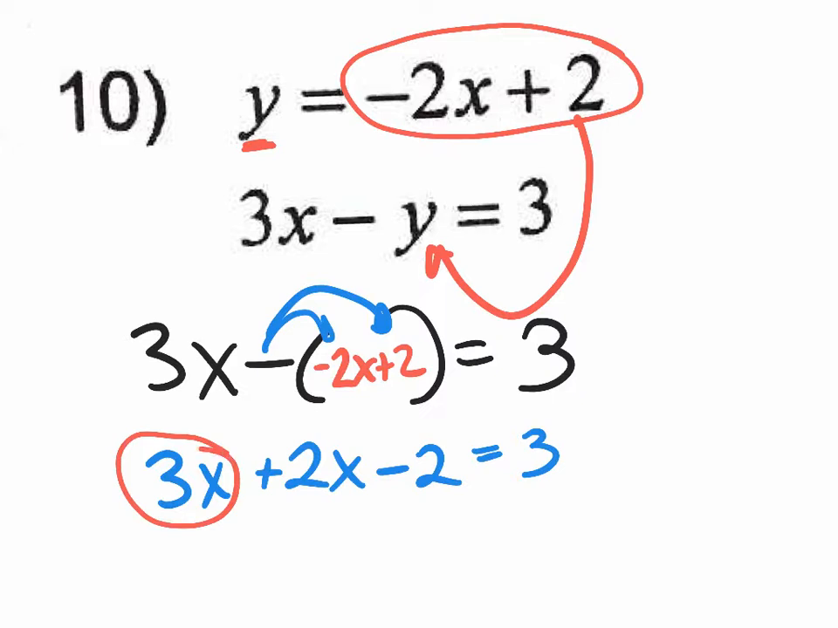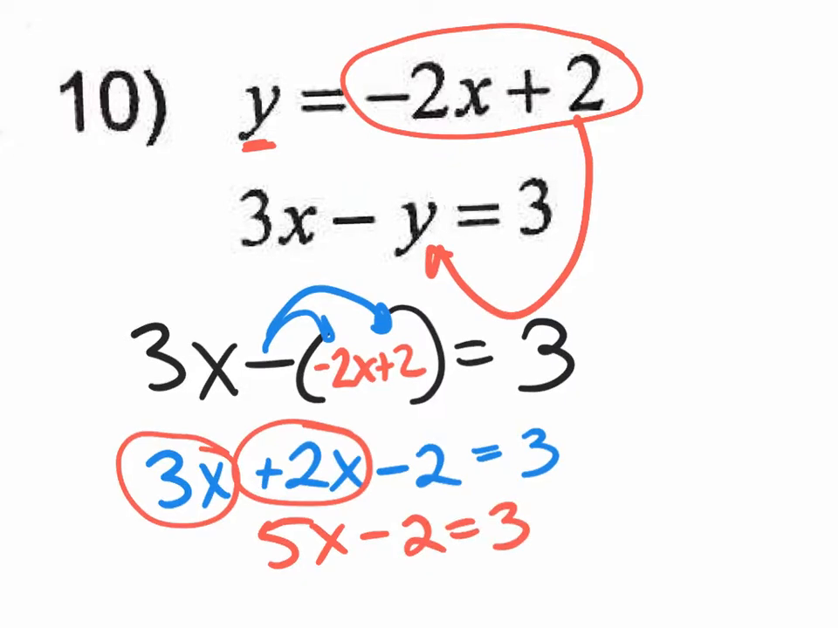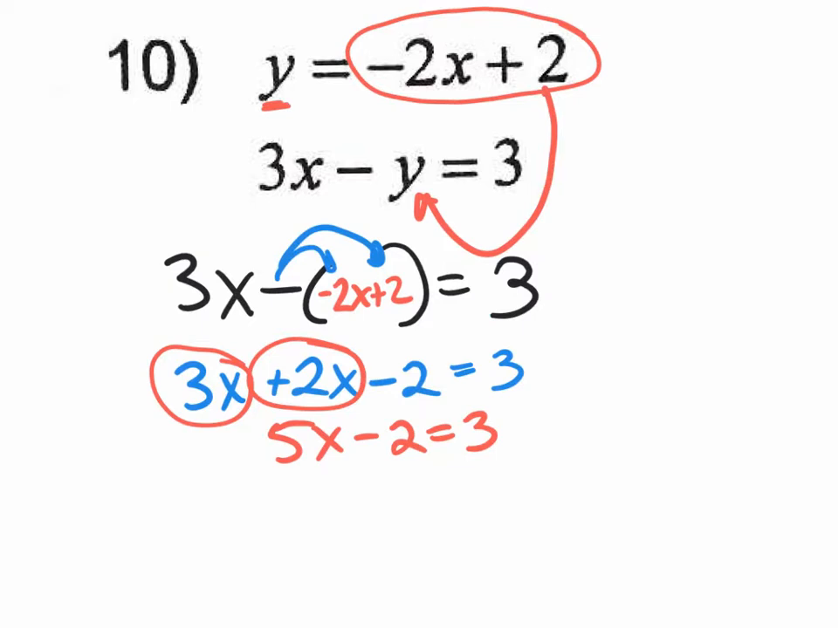So when you go 3x plus 2x, combining like terms, that is 5x. We have the minus 2 equals 3. We need to solve for x. What am I going to do next? Add 2 to both sides. So I'm going to go plus 2 here, plus 2 here. We're going to end up with a new equation that reads 5x equals 5.